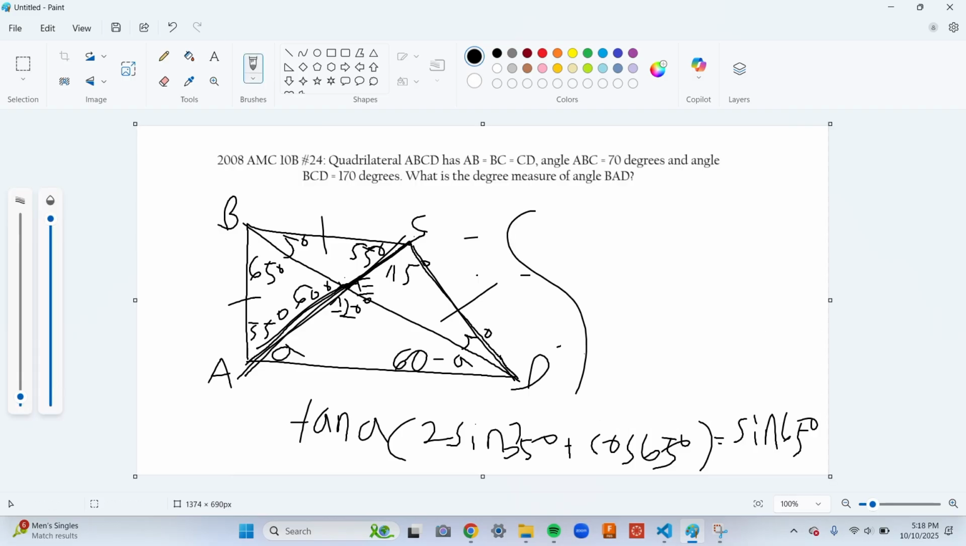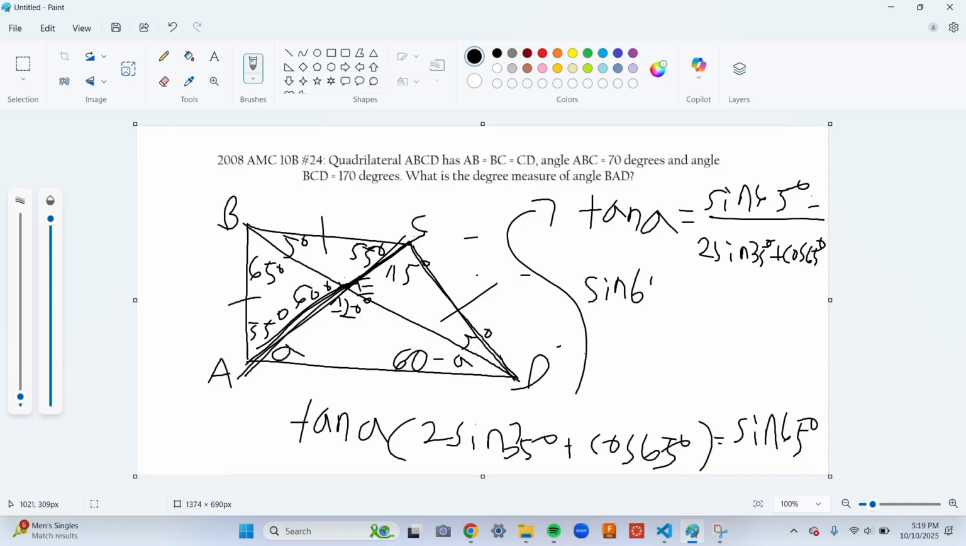So this means that tan of alpha is going to be equal to sine 65 degrees over 2 sine 35 degrees plus cosine 65 degrees. Okay, so we know that cosine of 65 degrees is going to be the same thing as sine of 25 degrees. So sine 65 degrees over 2 sine 35 degrees plus sine of 25 degrees, right?